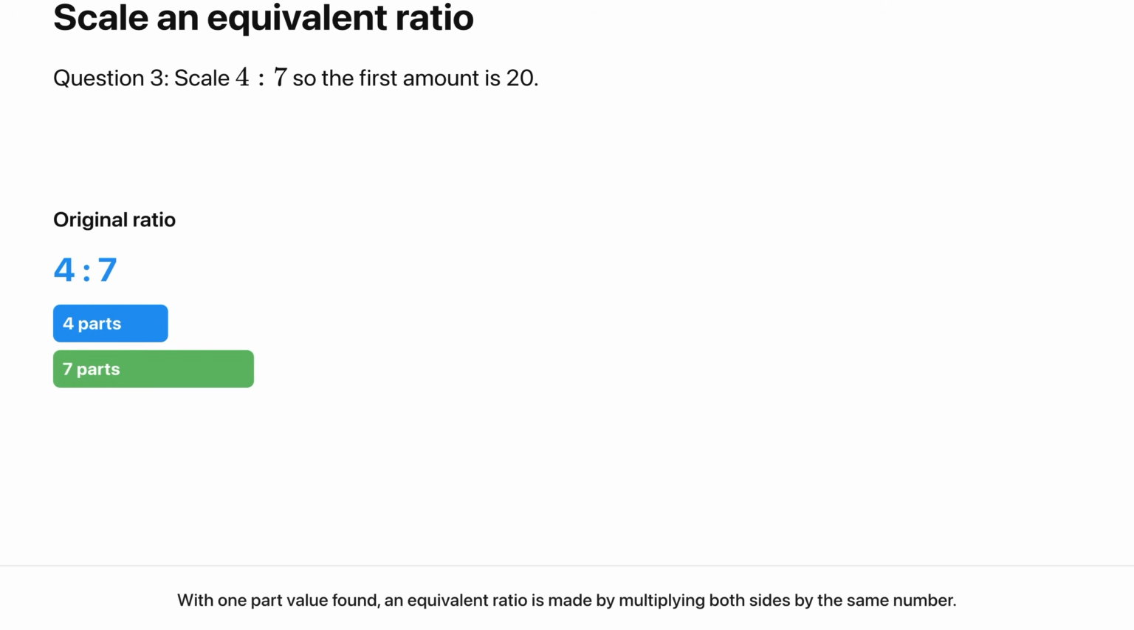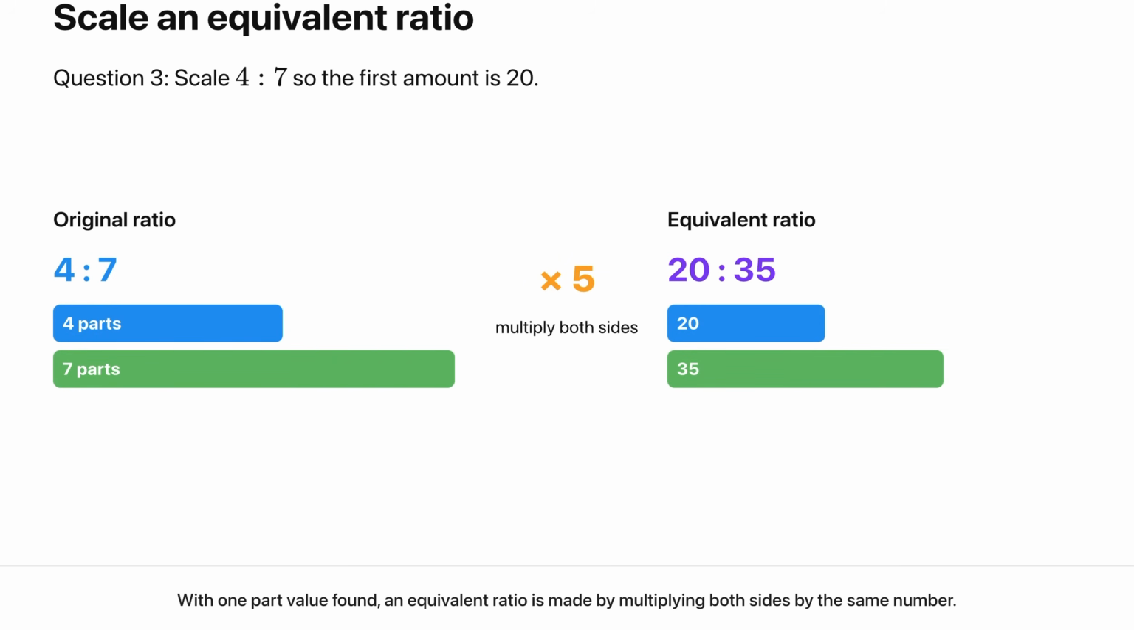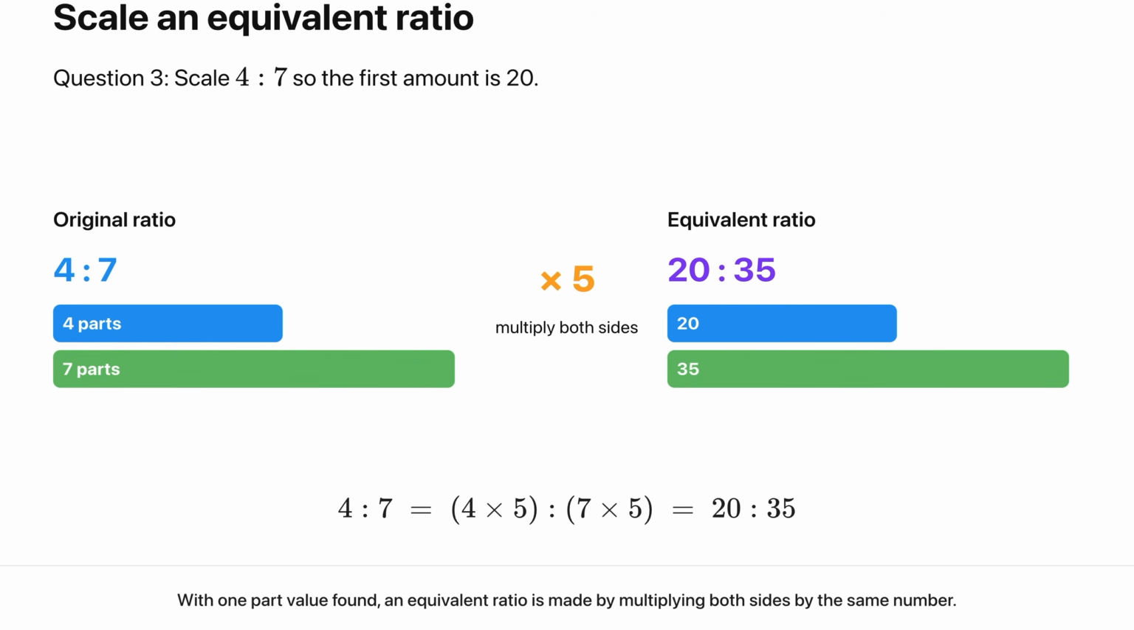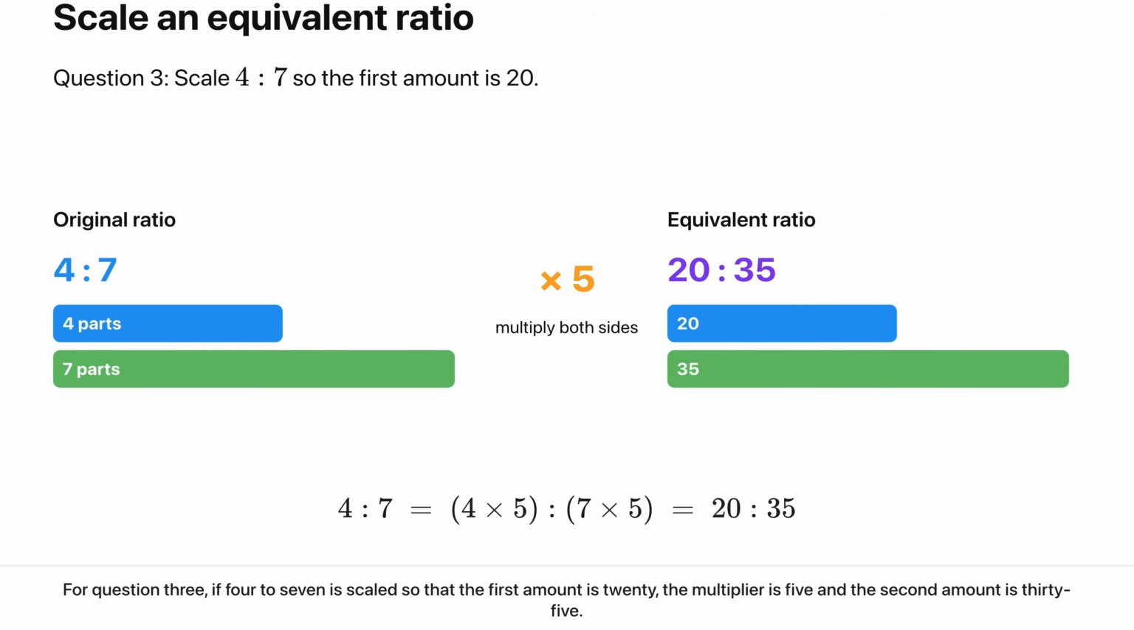With one part value found, an equivalent ratio is made by multiplying both sides by the same number. For question 3, if 4 to 7 is scaled so that the first amount is 20, the multiplier is 5 and the second amount is 35.